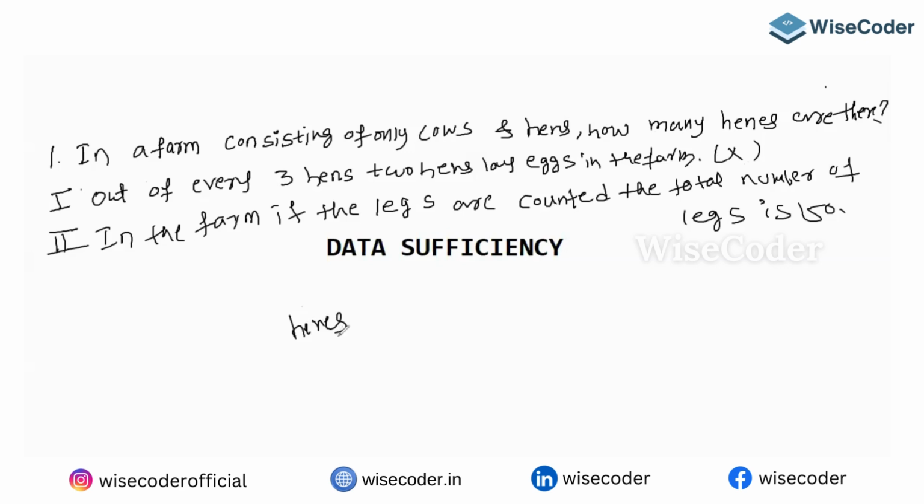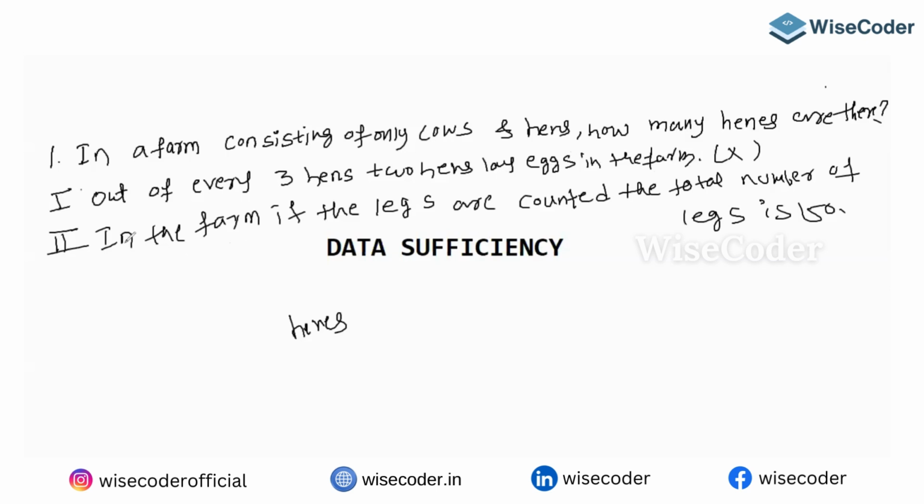With the eggs you will find the number of hens. Are you getting my point? From statement 1 alone, we cannot determine the number of hens in the farm. So statement 1 alone is not sufficient. So the data is irrelevant here.